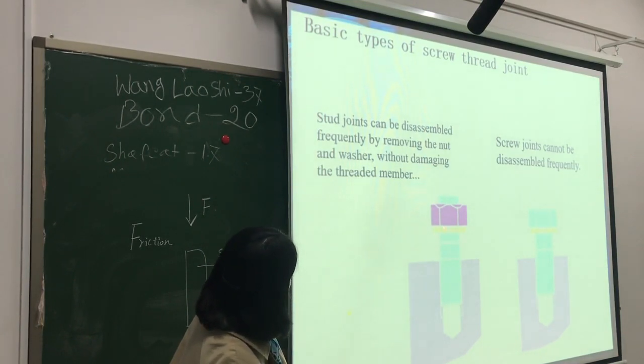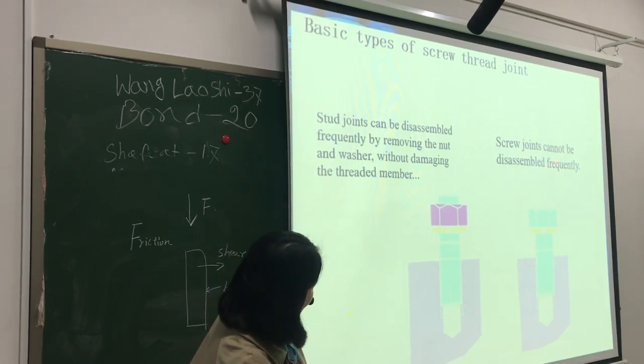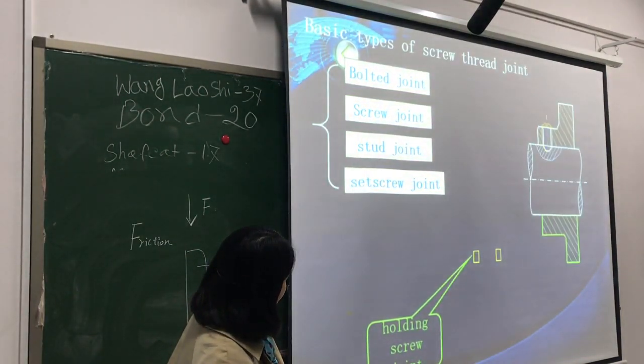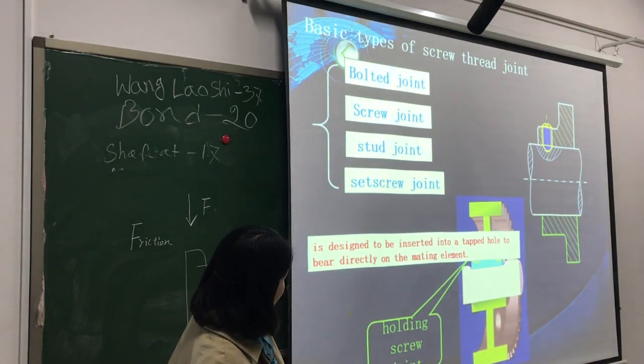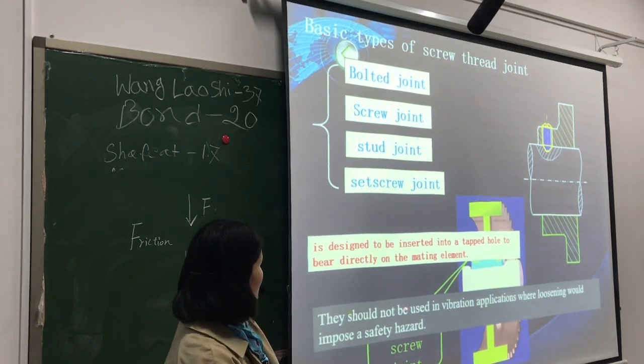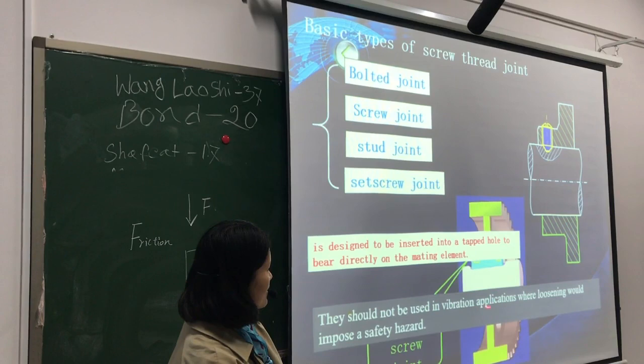The stud joint can be disassembled frequently by moving the nut and the washer without damaging the threaded member, and the screw joint cannot be disassembled frequently. And this is the set screw joint, which is designed to be inserted into a threaded hole to bear directly on the mating element, like this. And it is not used in vibration applications.